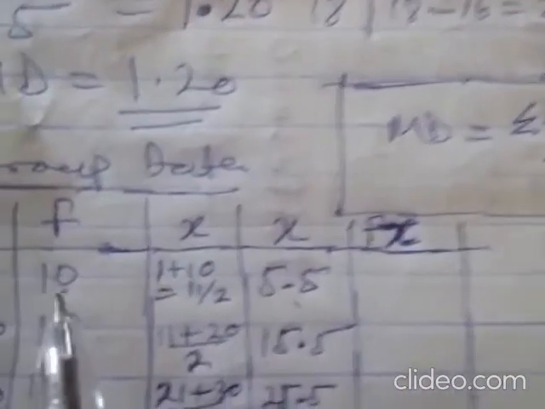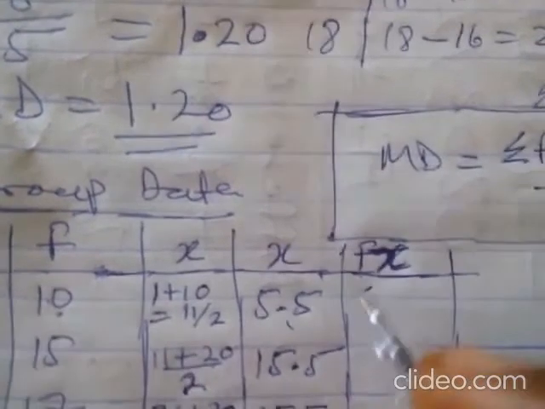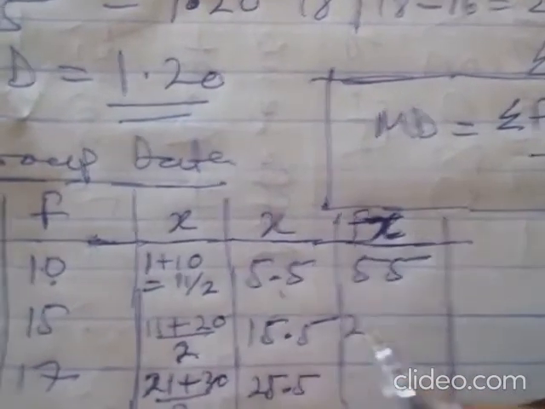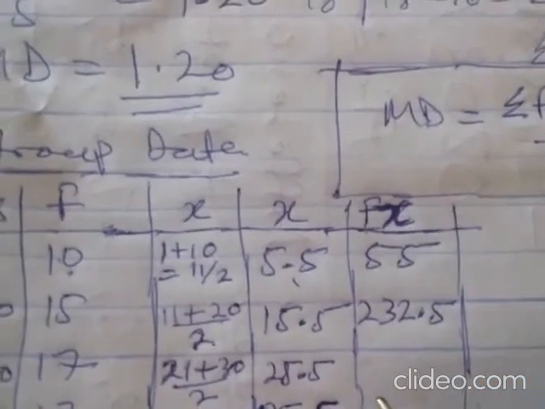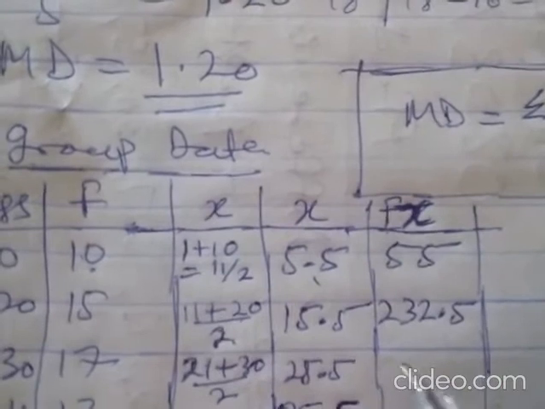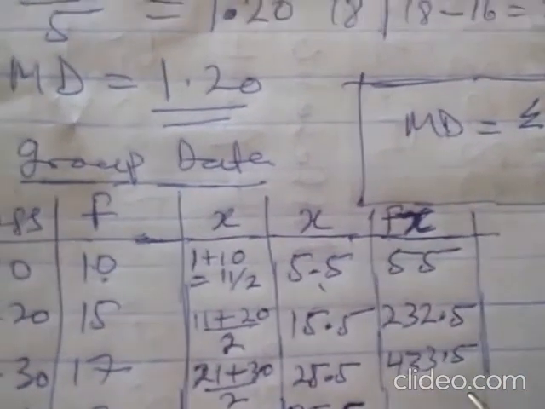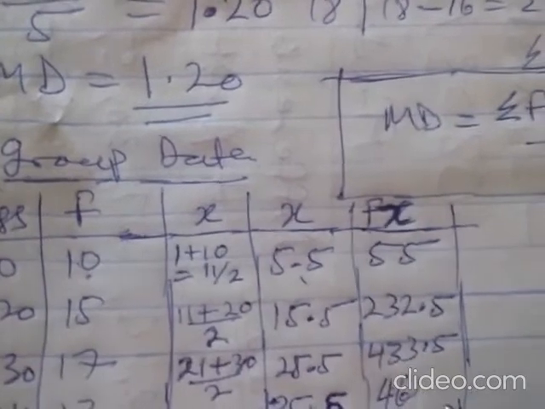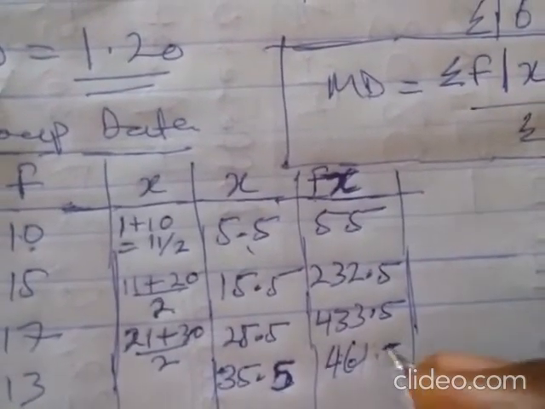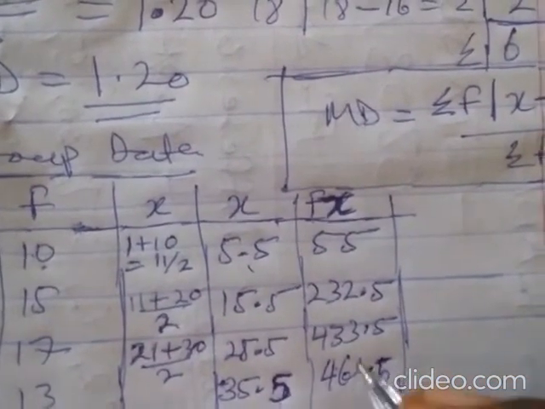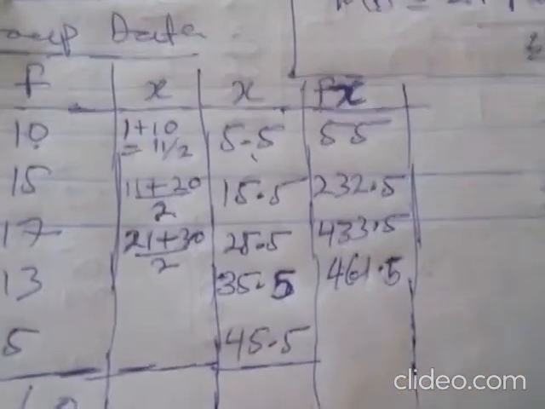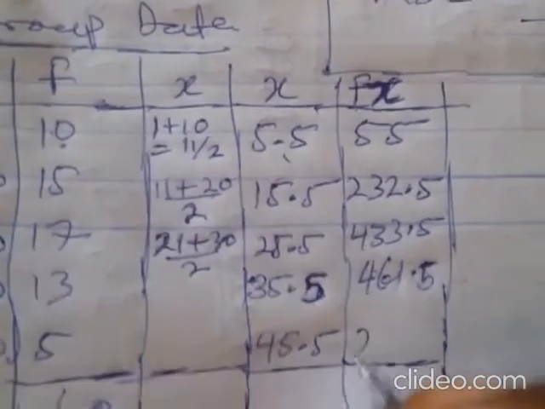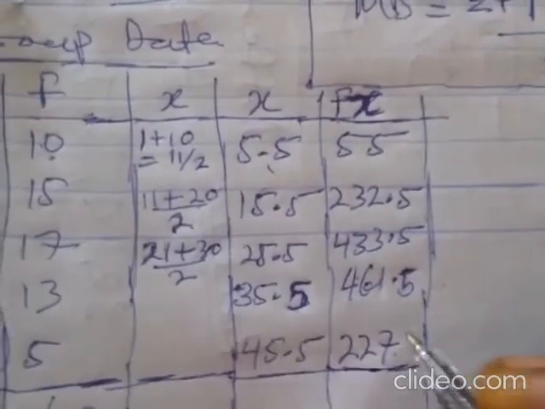Now 10 times 5.5, 10 multiplied by 5.5 gives us 55. 15 multiplied by 15.5 gives us 232.5. 17 multiplied by 25.5 gives us 433.5. 13 multiplied by 35.5 gives us 461.5. Then 5 multiplied by 45.5 gives us 227.5.